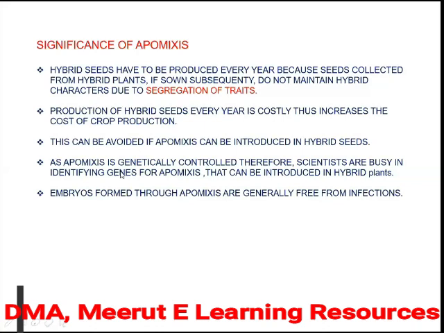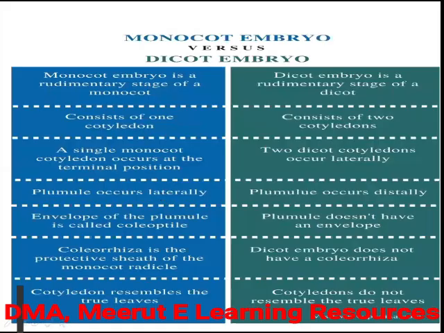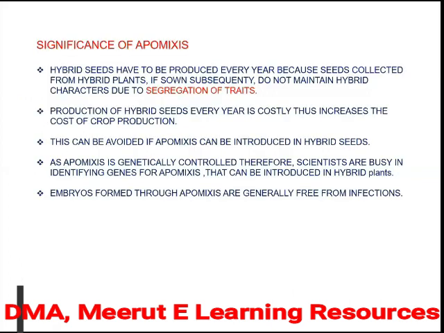As apomixis is genetically controlled, scientists are working on studying apomictic seeds so that they can introduce the apomictic genes in those plants which are produced for good characters, or in hybrid plants, so that they get apomictic seeds in which no segregation results and the parental good characters can be retained. Got it? Now, embryos formed through apomixis are genetically free from infections. So these are some of the significances of apomixis.